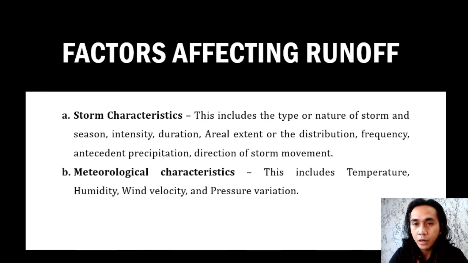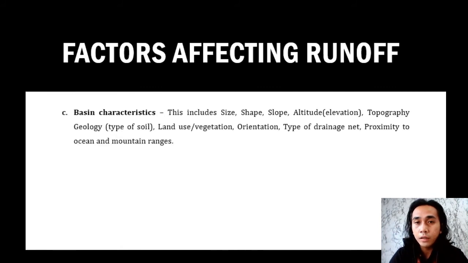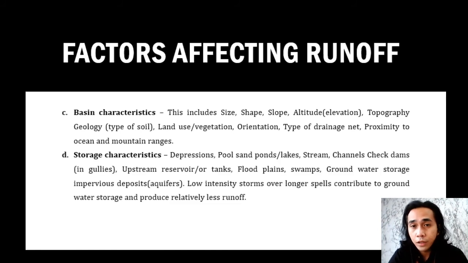Next is meteorological characteristics. This includes temperature, humidity, wind velocity, and pressure variation. Next, basin characteristics. This includes shape, size, slope, altitude, topography, geology, land use, vegetation, orientation, type of drainage net, proximity to ocean, and mountain ranges. And next is storage characteristics. So depression, pool, sand, ponds, lakes, stream channel check dams, upstream reservoir or tanks, flood plains, etc.